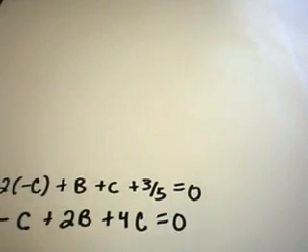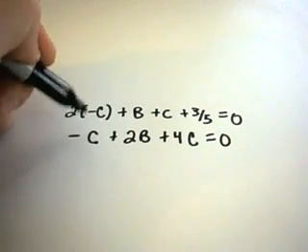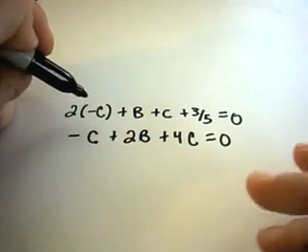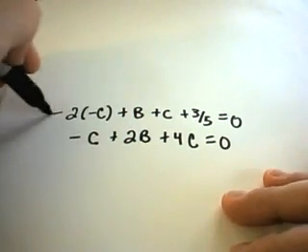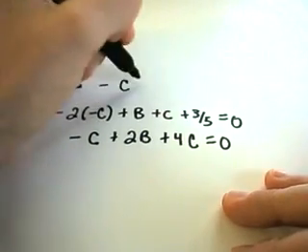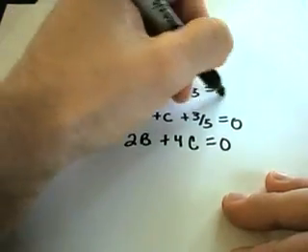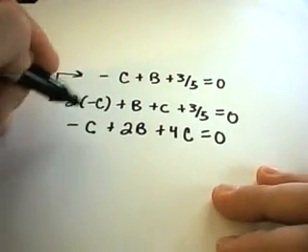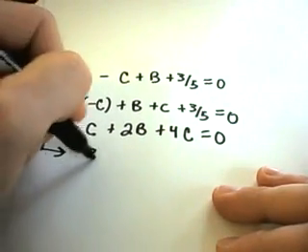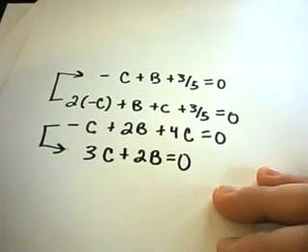Notice now, by doing this, I now have an equation involving c and b. I have 2 equations, 2 unknowns. I can solve this for c and b. If I simplify the first equation, I'll get negative 2c plus c, which is negative c, plus b, plus 3/5 equals 0. On the last one, negative c plus 4c, that's 3c plus 2b equals 0.